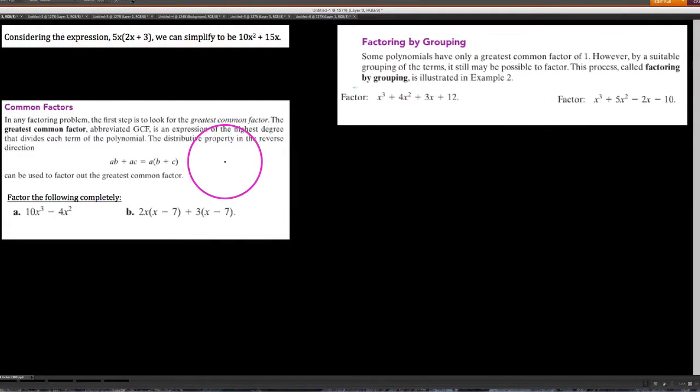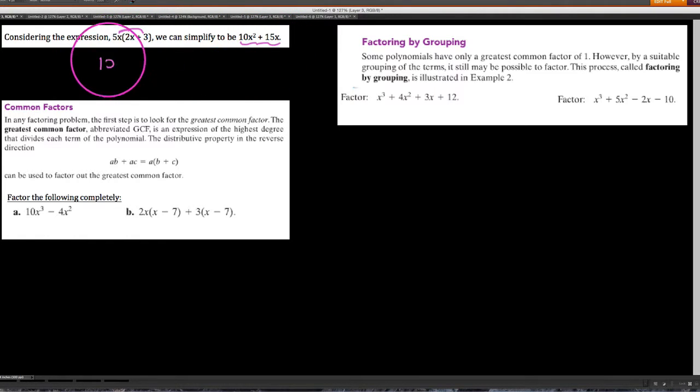Okay, YouTube, this is my first video in my module on factoring, in which we're going to basically be doing the opposite operation of multiplication or distribution. So what we want to do is consider the fact that if we were to distribute, say for instance here, this 5x through this binomial 2x plus 3, we would get this new expression 10x squared plus 15.